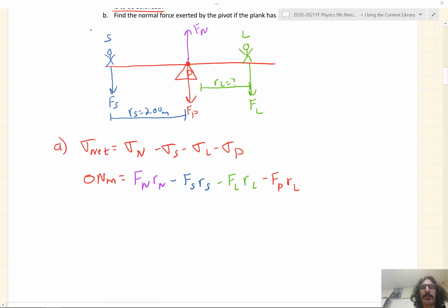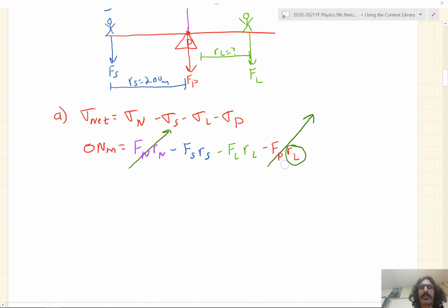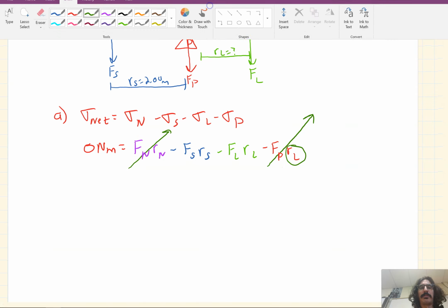As we can see in this formula, the distance of the plank from the point of rotation is 0, because its center of mass is at the point of rotation. So we can get rid of the force of gravity from the plank. The normal force from the pivot point is also at the center of rotation, so its R is also 0. That leaves us with just Sophie and Luca.